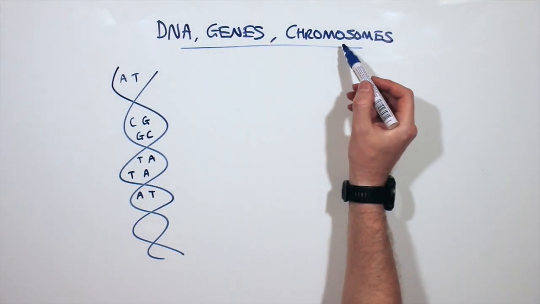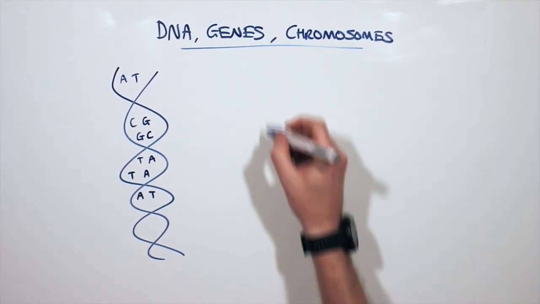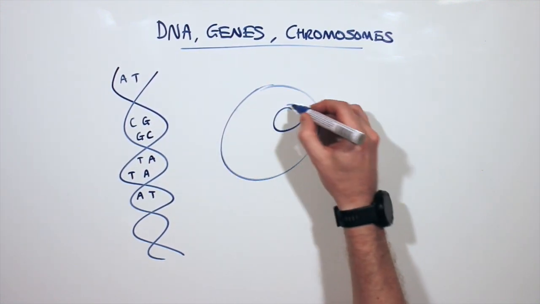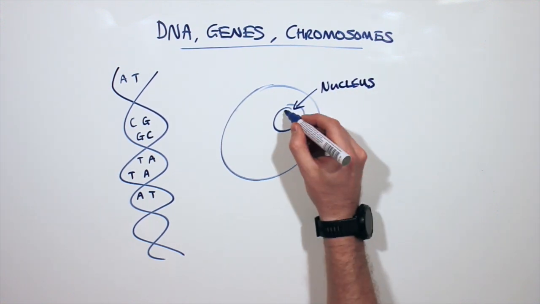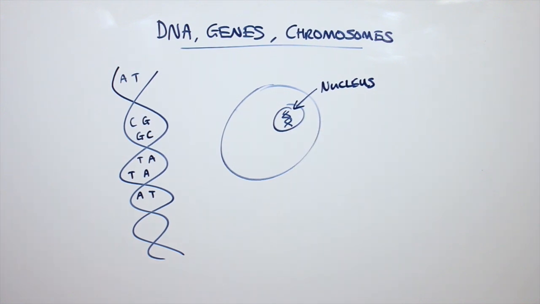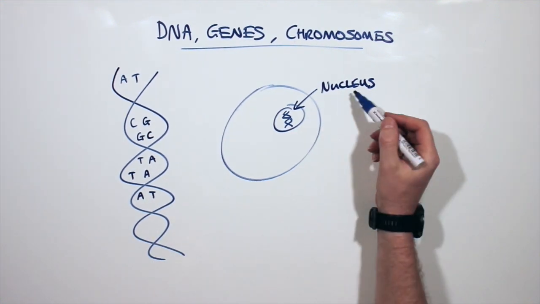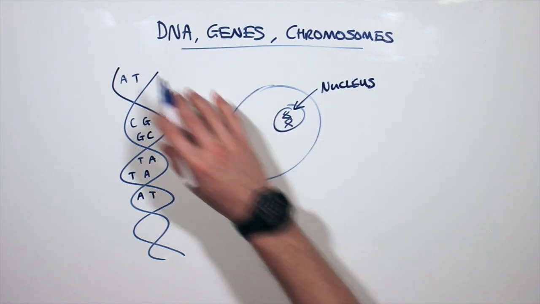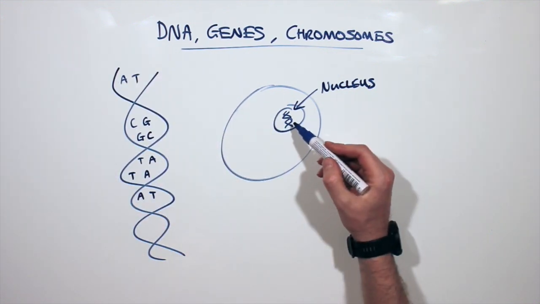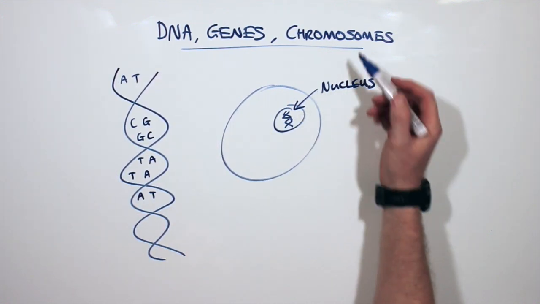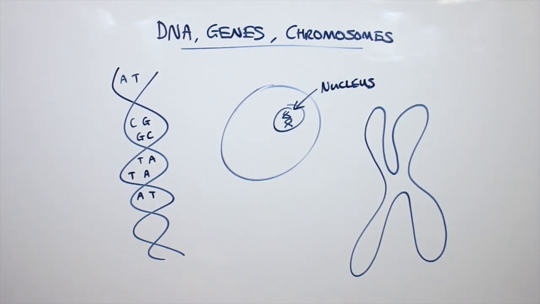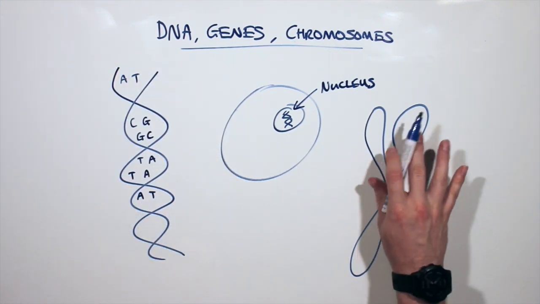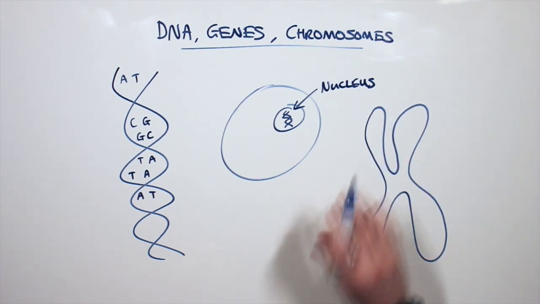Now, before we learn about chromosomes, you may already know that if we look at a cell, DNA is found in the nucleus. So if I was to look into here, I might see the double helix that we've drawn here. When you look inside the nucleus, you won't always see this characteristic double helix shape. Instead, sometimes you'll see a chromosome. And a chromosome has this X shape.